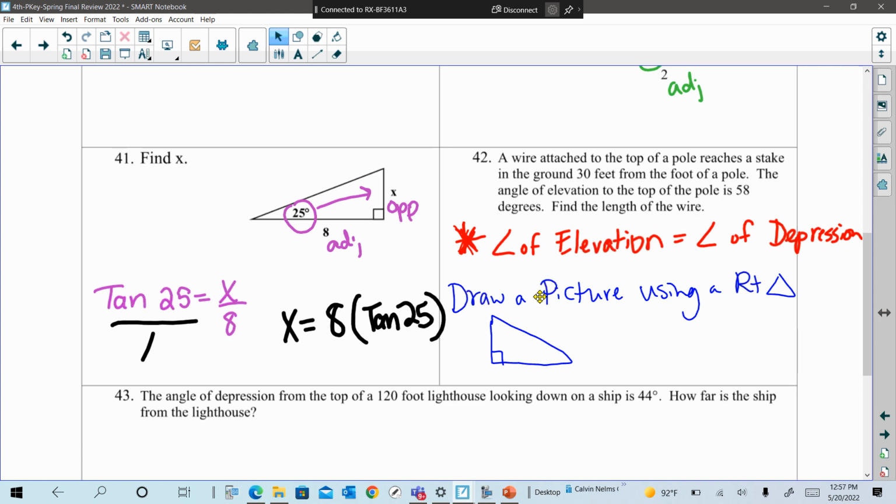Because it says the pole reaches a stake in the ground 30 feet from the foot of the pole, and the angle of elevation is 58 degrees, find the length of the wire. Try to put the labeling on your triangle. Let's see if you can label it based on what they tell you. Where would the 30 go? Where would the 58 go? What represents the length of the wire?